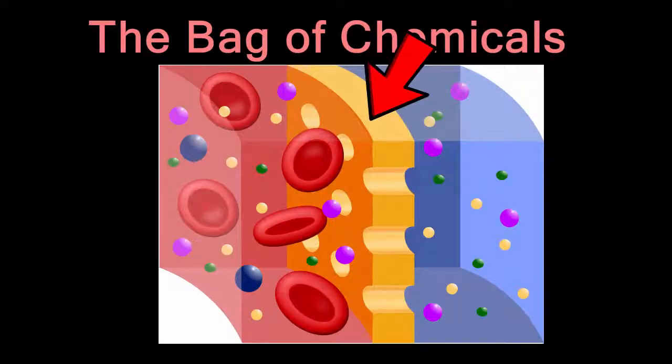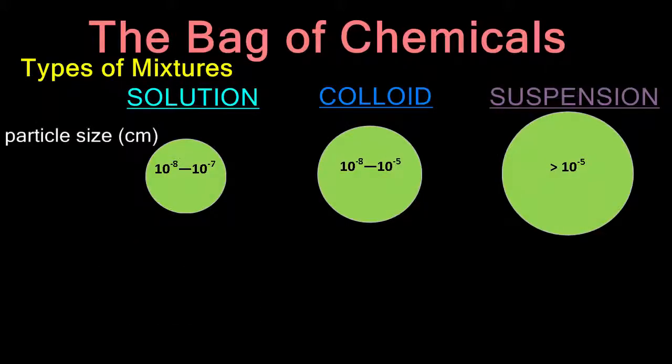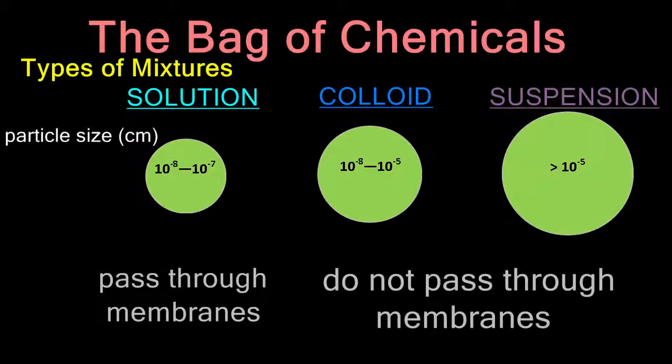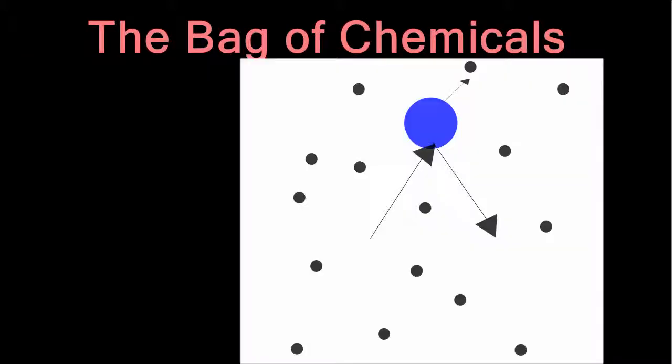A selectively permeable membrane allows some particles to pass through, but excludes others. Small particles are able to pass through a selectively permeable membrane. Larger particles are excluded for their size. Particles in solution are small enough to pass through a membrane. The particles in colloids and suspensions, however, are too large to pass through.